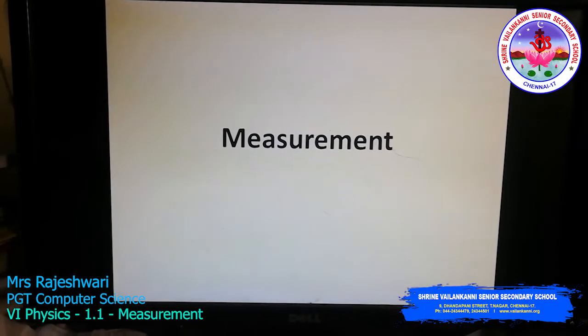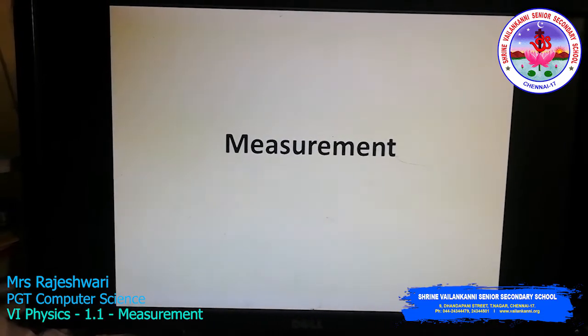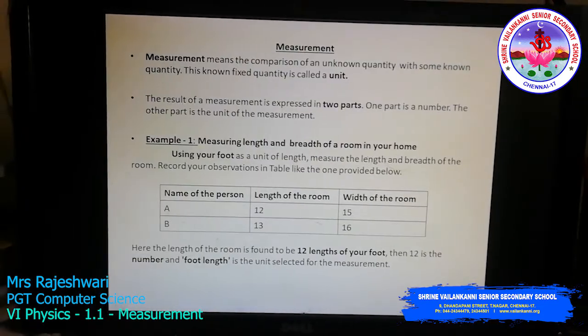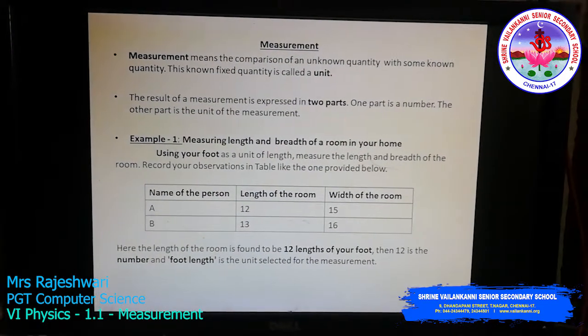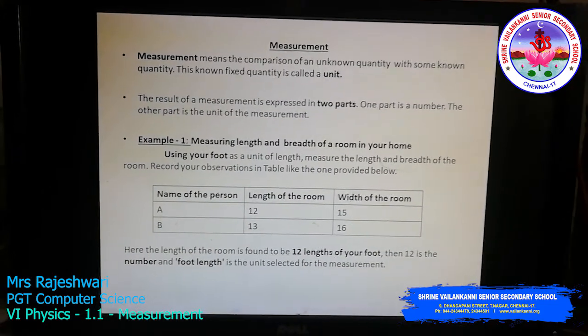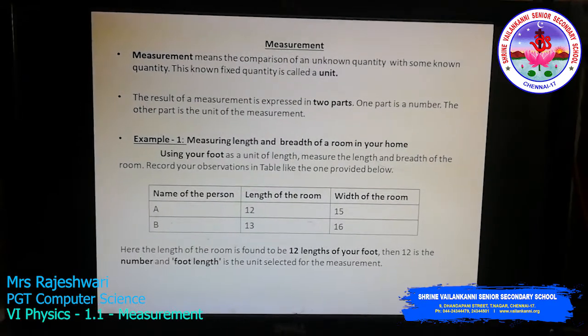Hello children. So in the last class we discussed distance, and today we are going to discuss measurement. Let's get into the topic. So what do you mean by measurement? Measurement means the comparison of an unknown quantity with some known quantity. This known fixed quantity is called a unit.